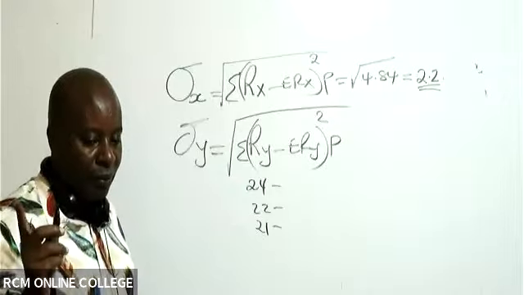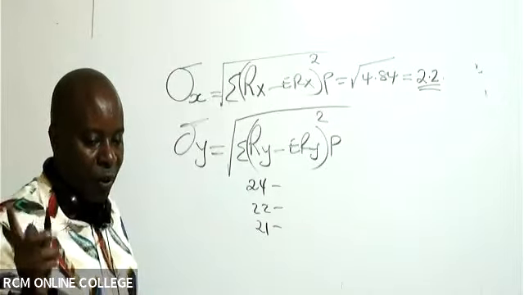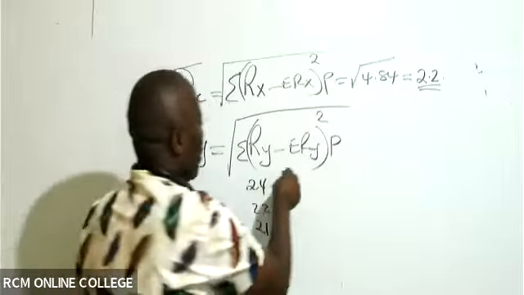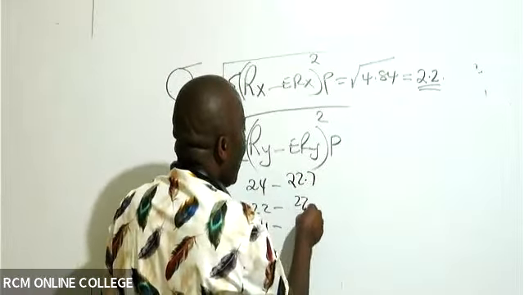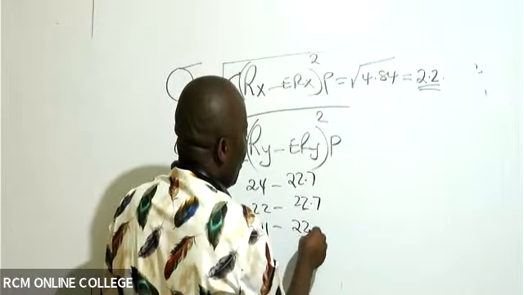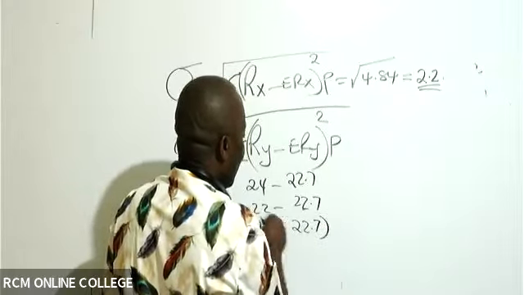That one I have forgotten. Expected return of y, we got a figure 22.7. So this expected return of y will remain constant.